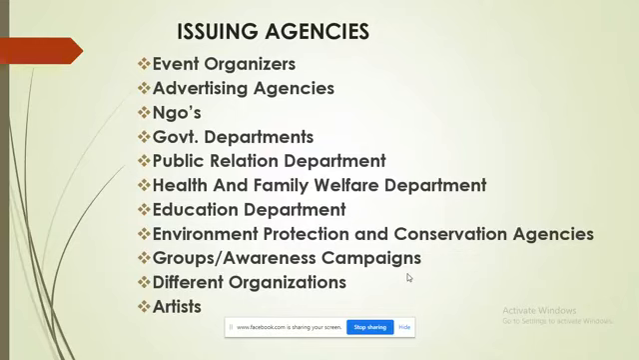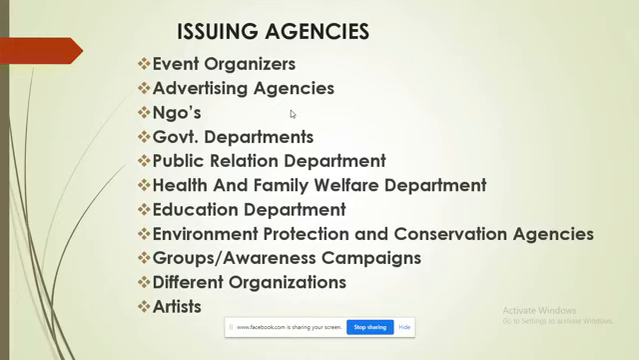Now, what are the issuing agencies of posters? Who issues posters actually? Dear children, generally event organizers issue posters. Event organizers, for any program, for example, the book fair, or some cultural events or programs. Advertising agencies, yes, many times advertising agencies also issue posters. NGOs for showing their programs. Government departments to inform and appeal to the public. Public relation department. Health and family welfare department. Education department. Environment protection and conservation agencies. Group awareness campaigns. And other than these, different organizations and artists also issue posters.